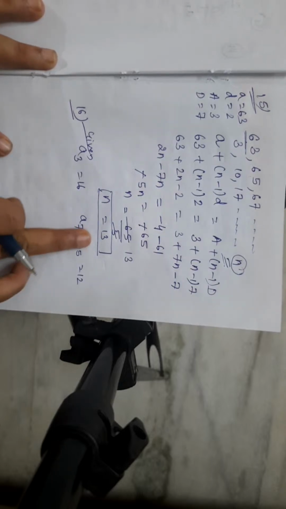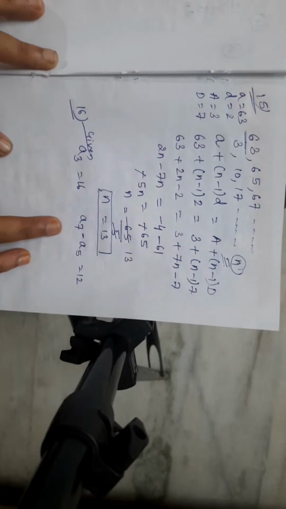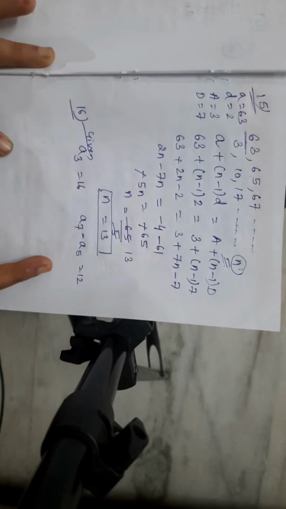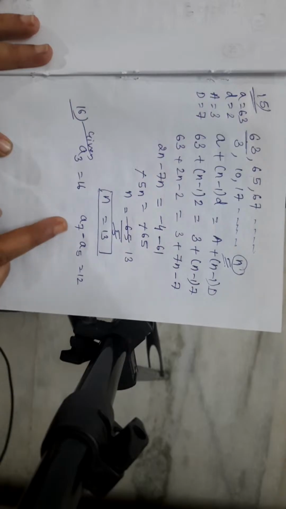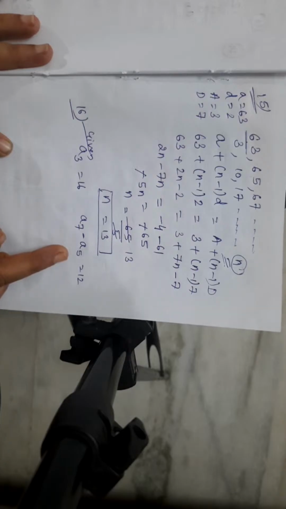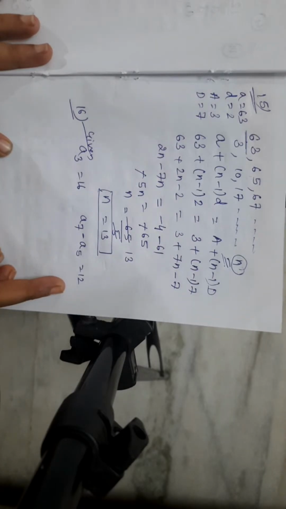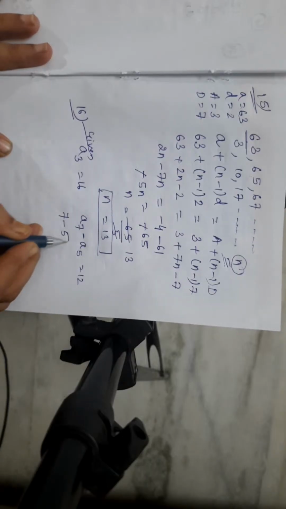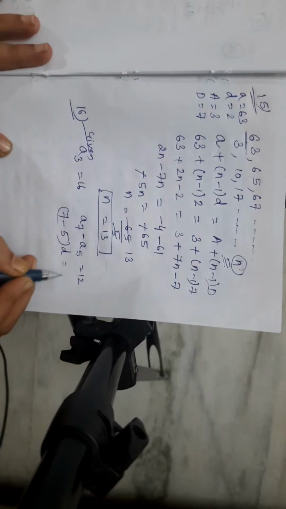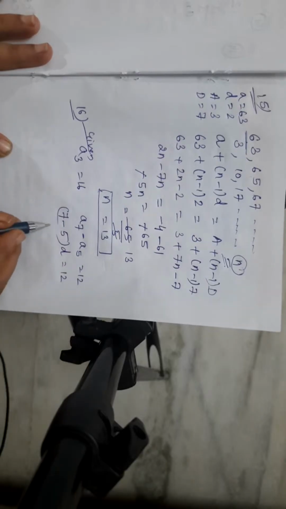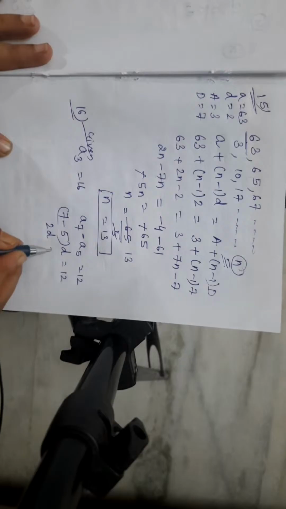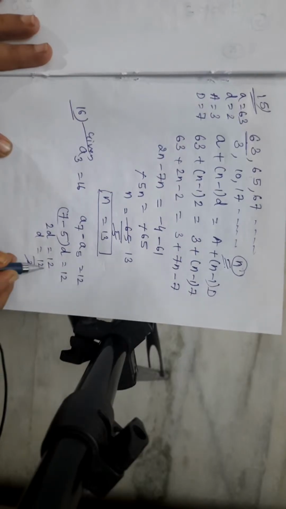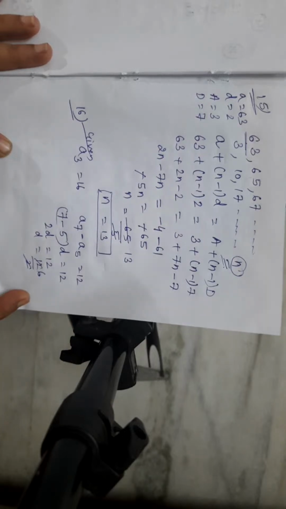So how can we calculate this? If you remember, I told you if it is an MCQ type of question, we directly subtract both the numbers and put D and we can find the value of D. So here A7 minus A5, that is 7 minus 5 whole multiplied by D is 12. 7 minus 5 is 2. 2D is 12. So the value of D is 12 upon 2, 6. Here we got the value of D as 6.